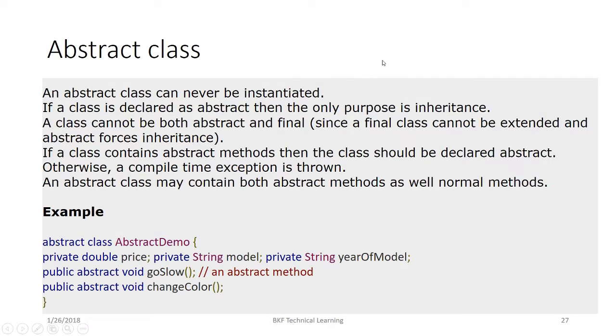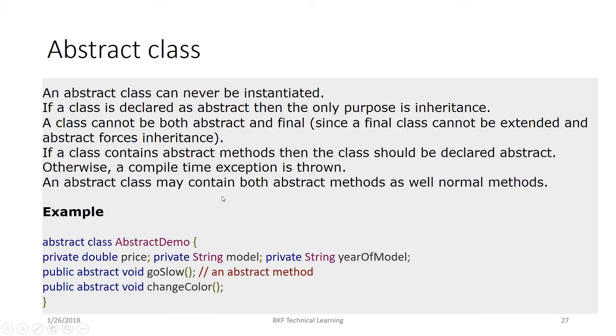Now abstract classes. An abstract class can never be instantiated. If a class is declared as abstract, then its only purpose is inheritance. A class cannot be abstract and final because a final class cannot be extended and the abstract keyword forces inheritance. That is why we cannot use abstract and final together at all. If a class contains abstract methods, then the class should be declared abstract. Otherwise, a compile time exception is thrown.